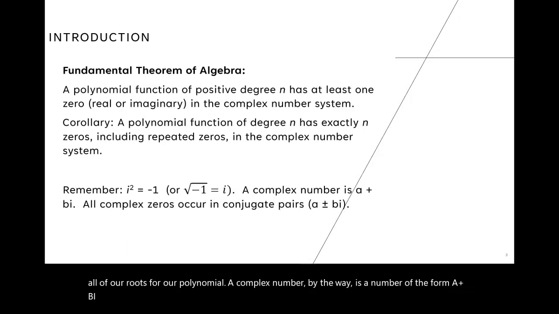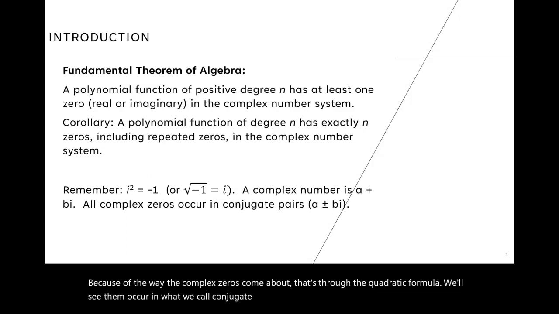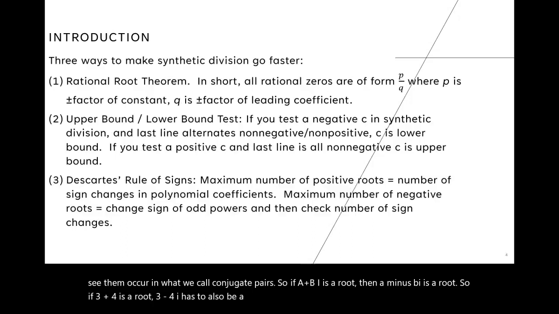And as we'll see, because of the way that complex zeros come about, through the quadratic formula, we'll see them occur in what we call conjugate pairs. So if a plus bi is a root, then a minus bi is a root. So if 3 plus 4i is a root, 3 minus 4i has to also be a root.